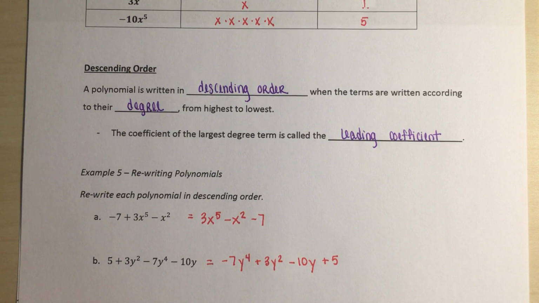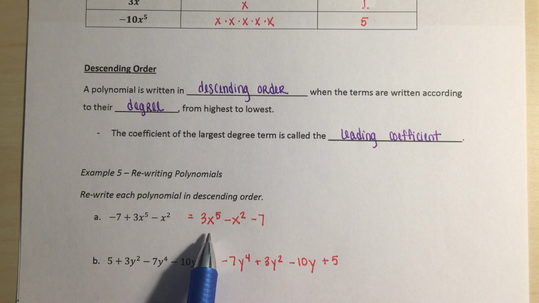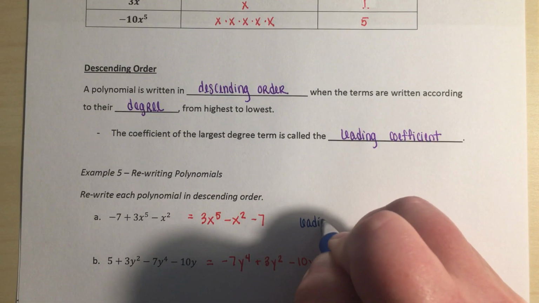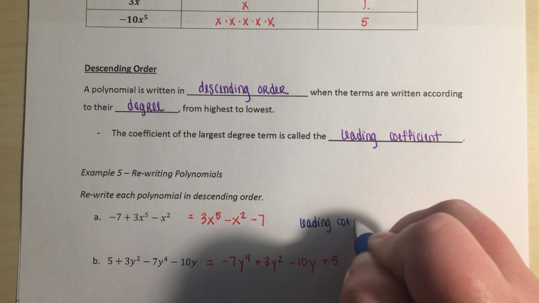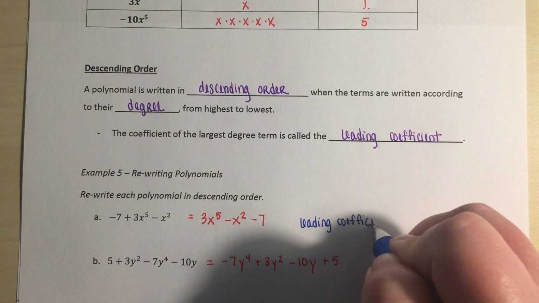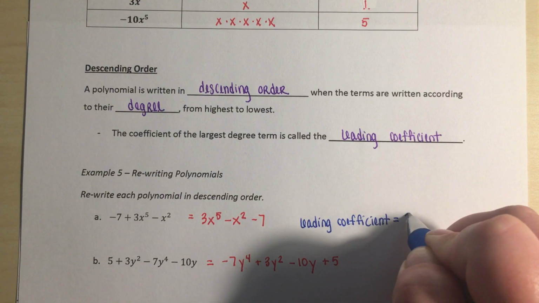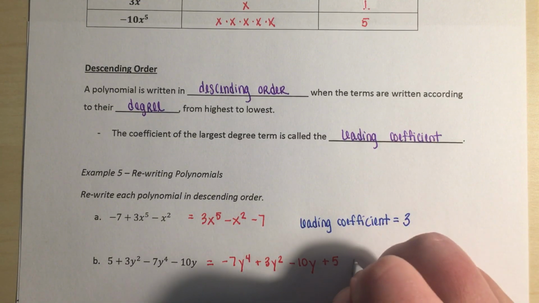Right? Notice that in this definition up at the top of writing our polynomials in descending order, we also see the word leading coefficient. The leading coefficient is, after we have our polynomial written in descending order, the first coefficient of the first term. So in this case, our leading coefficient, right, is the first coefficient of our x to the fifth term, which is 3.